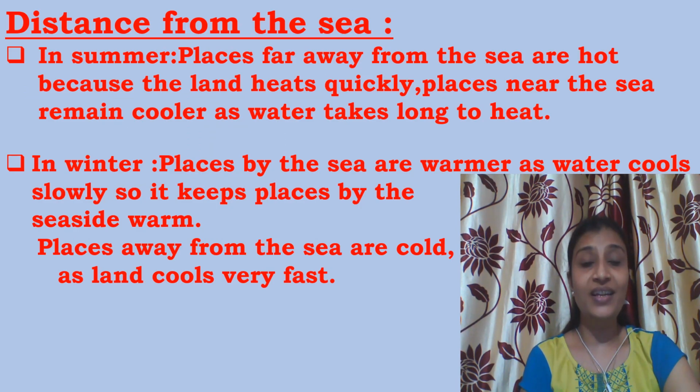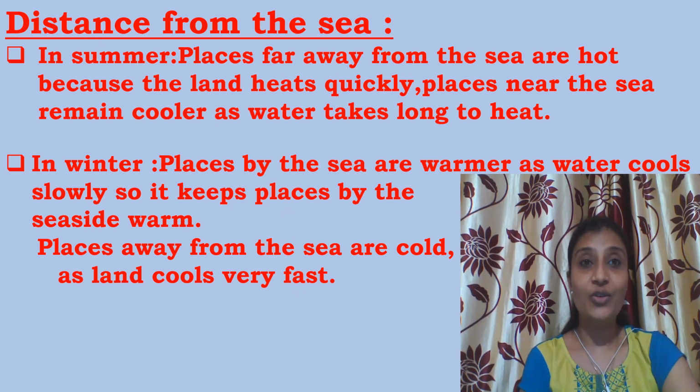Let us read this, children. In summer, places far away from the sea are hot because the land heats quickly. Places near the sea remain cooler as water takes long to heat. In winter, places by the sea are warmer as water cools slowly. So it keeps places by the seaside warm. Places away from the sea are cold as land cools very fast.